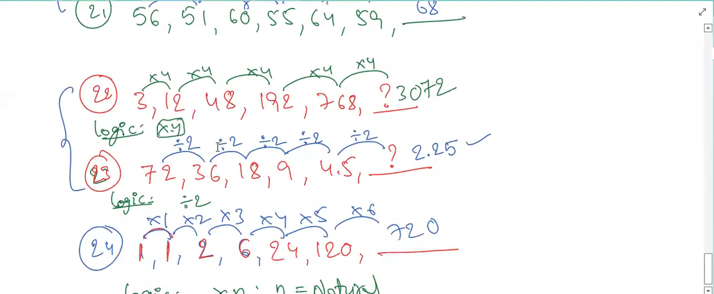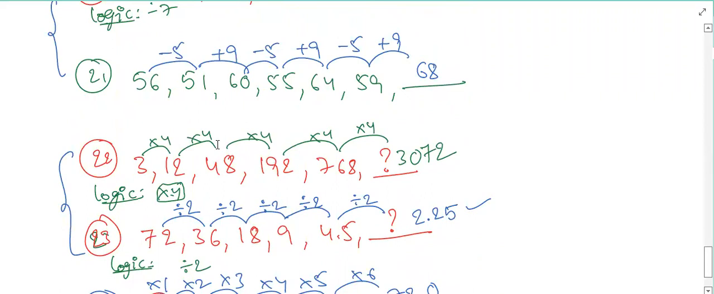And question number 21, alternate minus and plus: minus 5 and plus 9. Alternately, minus 5 and then plus 9, minus 5 and plus 9. Correct.